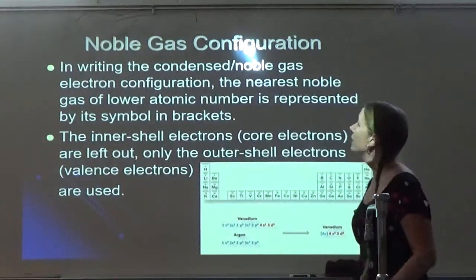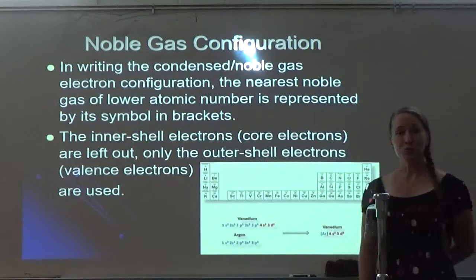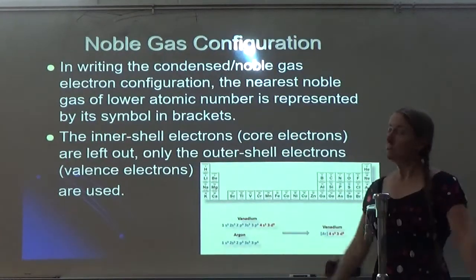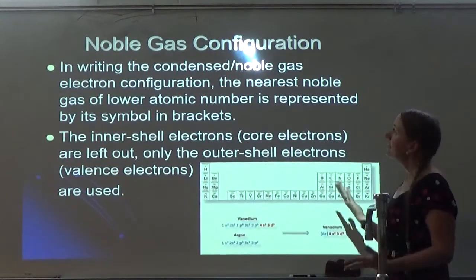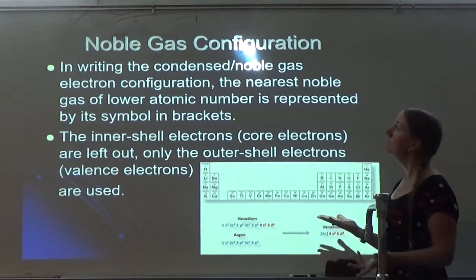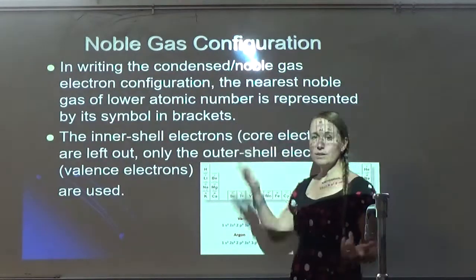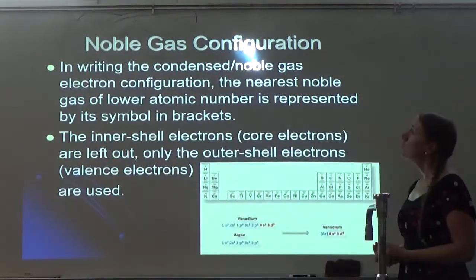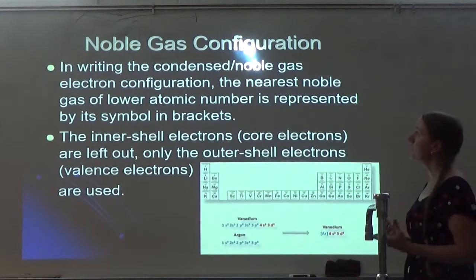All right. So noble gas configuration, we already learned about that. That was y'all's favorite because it's the shortest. In writing the condensed or noble gas electron configurations, notice sometimes they'll be called condensed, the nearest noble gas of lower atomic number is represented by a symbol in brackets.